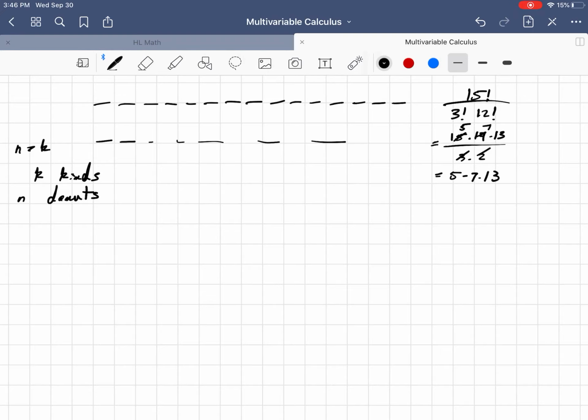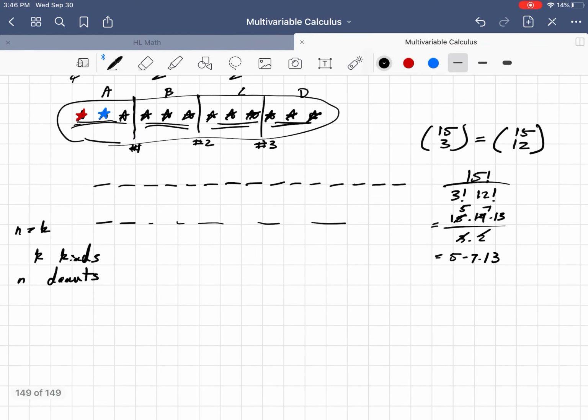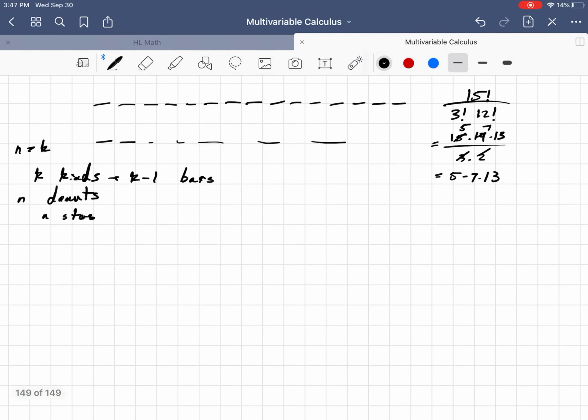If there's only one kind of donut, or if there's like 2 kinds of donuts, but we only want to buy one donut, well, how many ways can we do that? Only one way. So in the case where n is greater than k, then the number of ways to do it, notice, is, n donuts corresponds to n stars, right? And then k kinds of donuts corresponds to k minus 1 bars. And so then the number of ways of doing that is the total number of slots formed, so the number of stars plus the number of bars, which is n plus k minus 1.